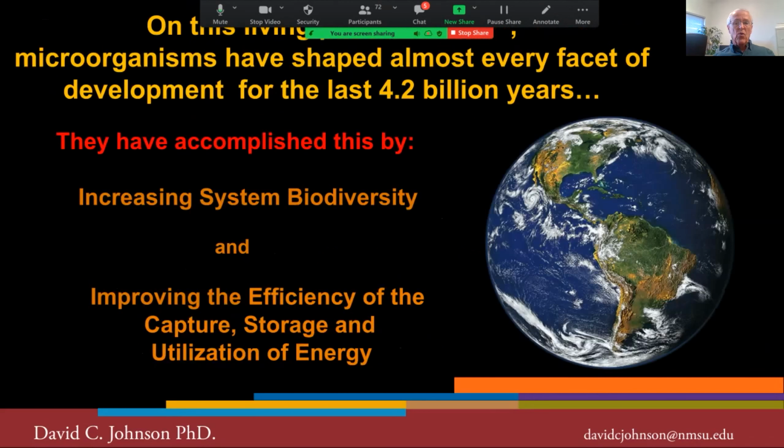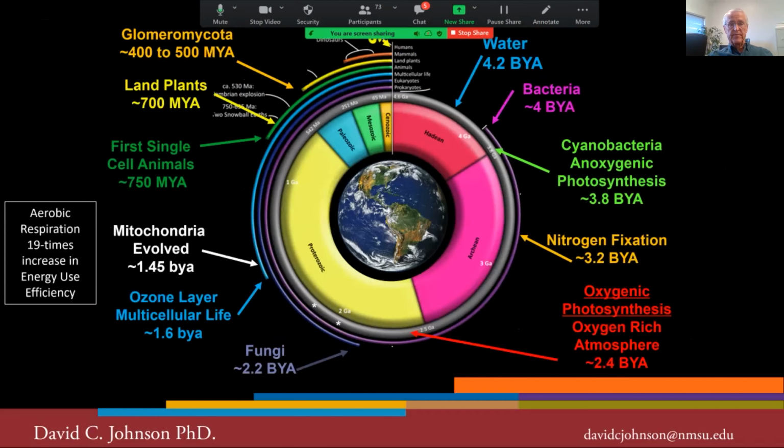On this living planet, microorganisms have shaped almost every facet of development for the last 4.2 billion years. They've accomplished this by increasing system biodiversity and improving the efficiency of the capture, storage, and utilization of energy. As you look at what's happened over the last 4.5 billion years, water hit this planet about 4.2 billion years ago. Bacteria came very soon after. The first novel adaptation was cyanobacteria with anoxygenic photosynthesis. These organisms allowed the capture of energy from the sun, the ability to store that energy and use it later, which has set up the whole system of life on this planet.